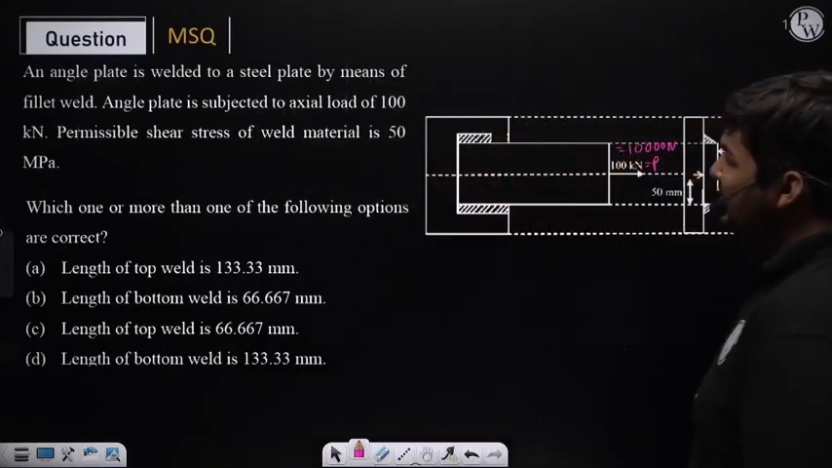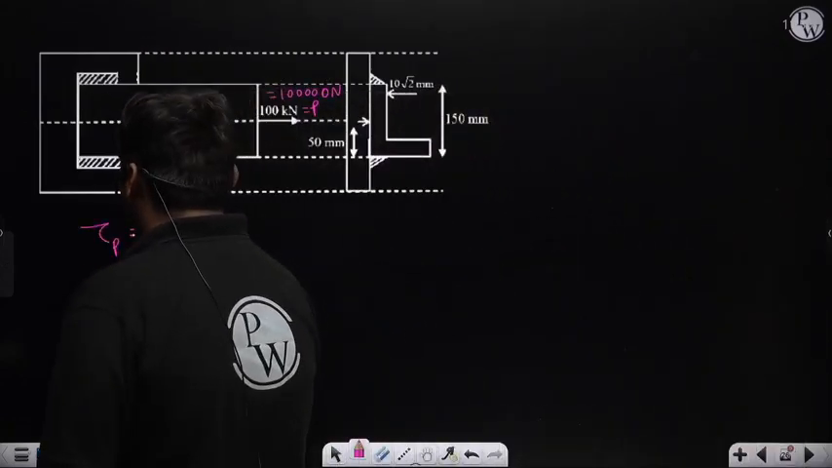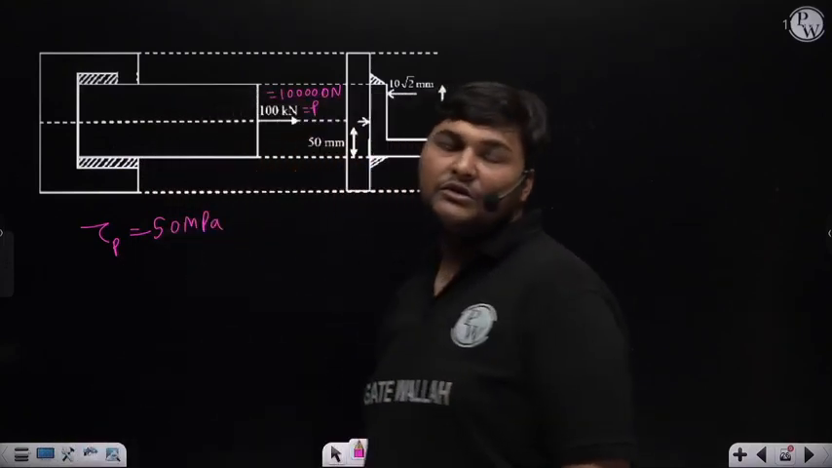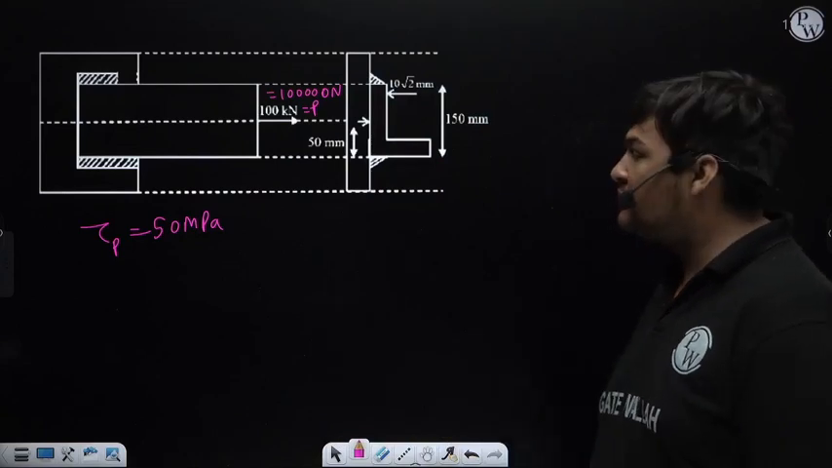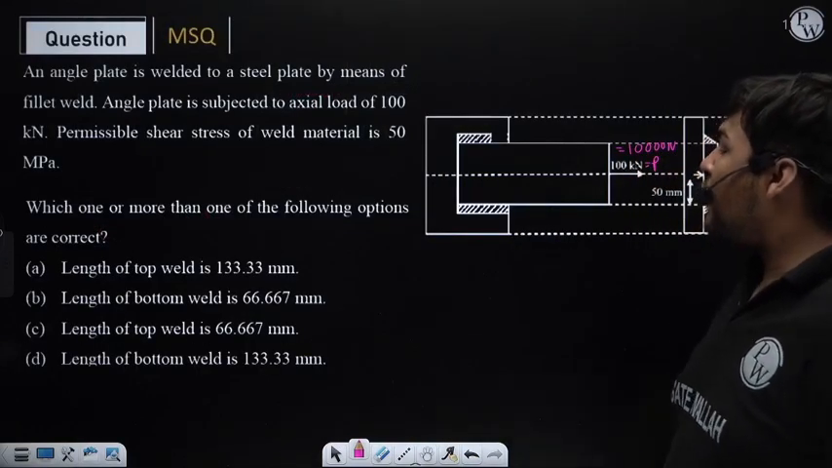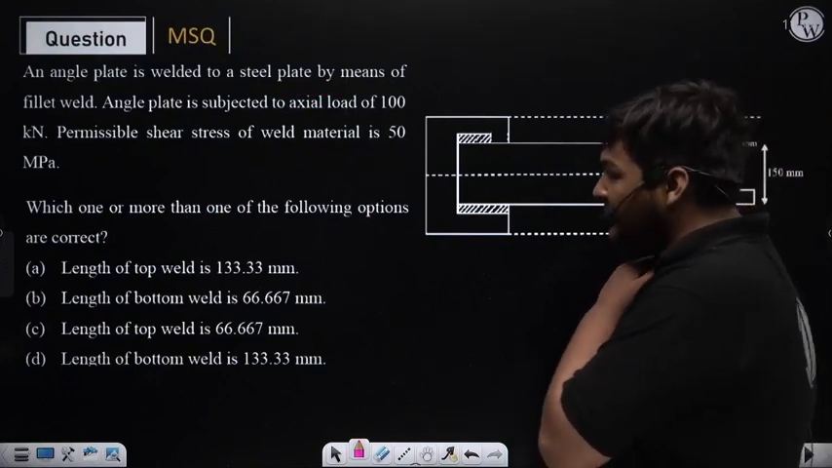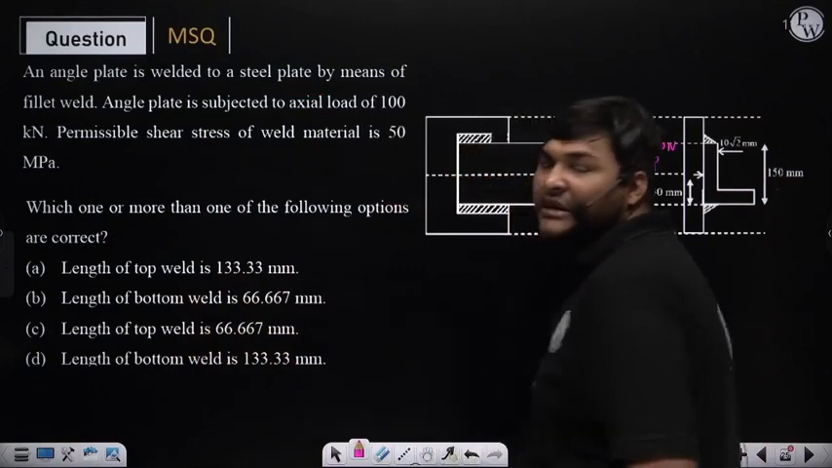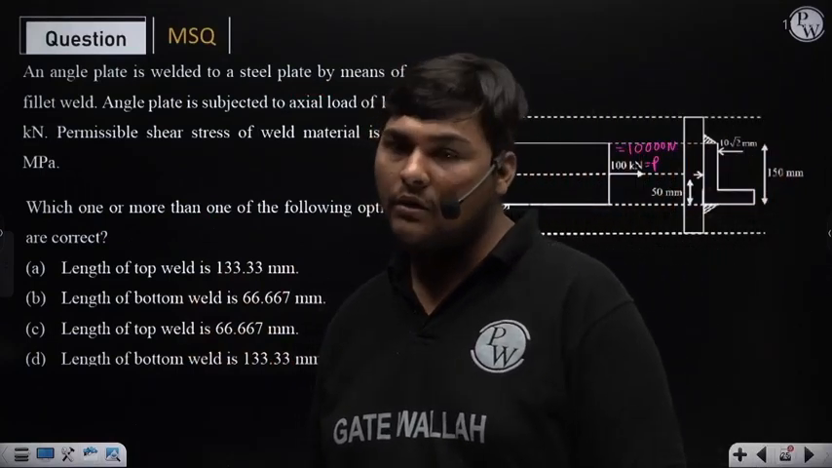Now, the permissible shear stress of the weld material is 50 megapascal. It is the permissible shear stress, means the actual maximum shear stress should be equal to this or less than this. To find the limiting value, we will equate the actual maximum shear stress with the permissible value. Now, which one or more of the following options are correct? MSQ, so we have to see all the options. Ultimately, in this question the examiner is asking the length of the top weld and the length of the bottom weld.